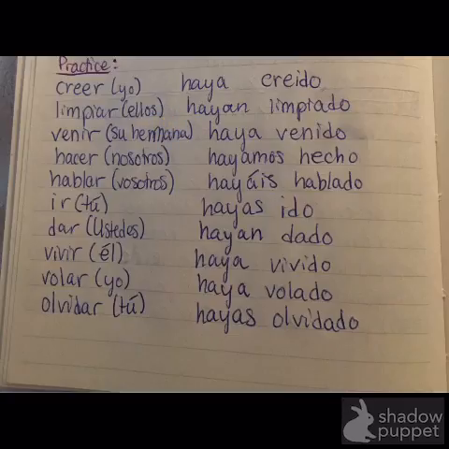Ellos is hayan limpiado. Su hermana for venir, and su hermana is just ella, so you use the singular third person, haya venido. Nosotros for hacer is hayamos hecho. Vosotros for hablar is hayáis hablado. Tú for ir is hayas ido. Ustedes for dar is hayan dado. Él for vivir is haya vivido. Yo for volar is haya volado. Tú for olvidar is hayas olvidado.